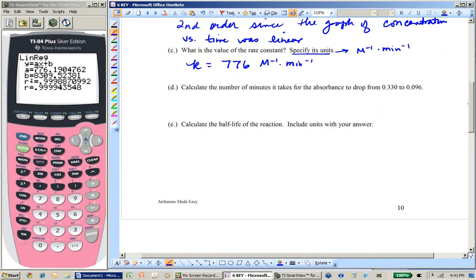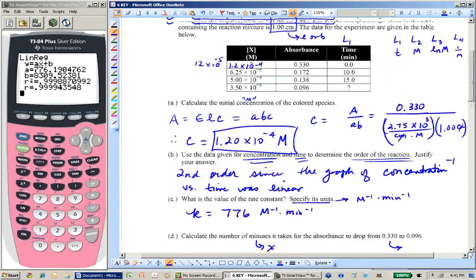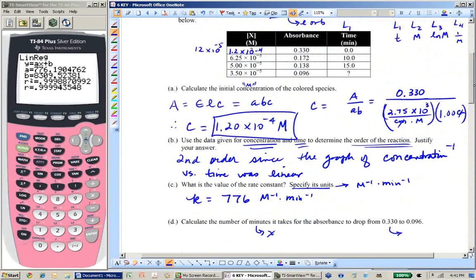Now calculate the number of minutes it takes. So you think to yourself, minutes, that's a time. So that is an x value. And it takes for the absorbance to drop from 0.330 to 0.096. Let's think about that for a second. How am I going to pull that off? Well, my 0.096 corresponds to a molarity.